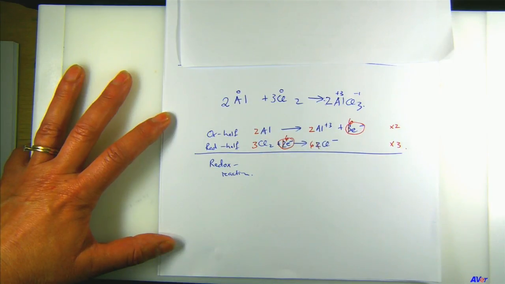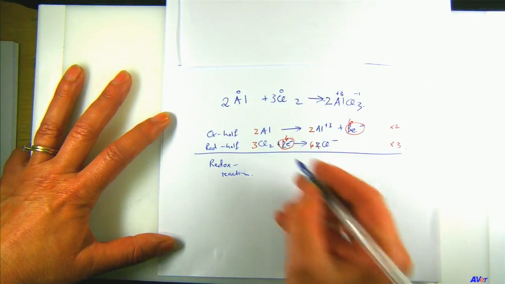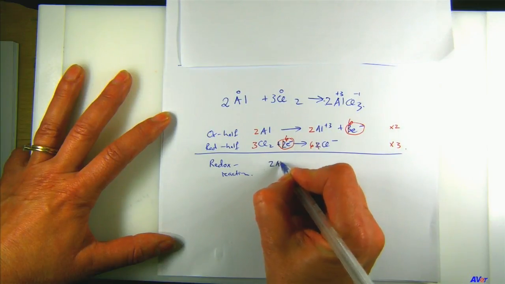So I multiplied all through by 3. So now I'm fine. I'm releasing 6 and I'm gaining 6. That's fine. So now I'm going to add them together for the redox. And what do I have to remember? Everything left of the arrow is what I put in. So keep them on the left-hand side.